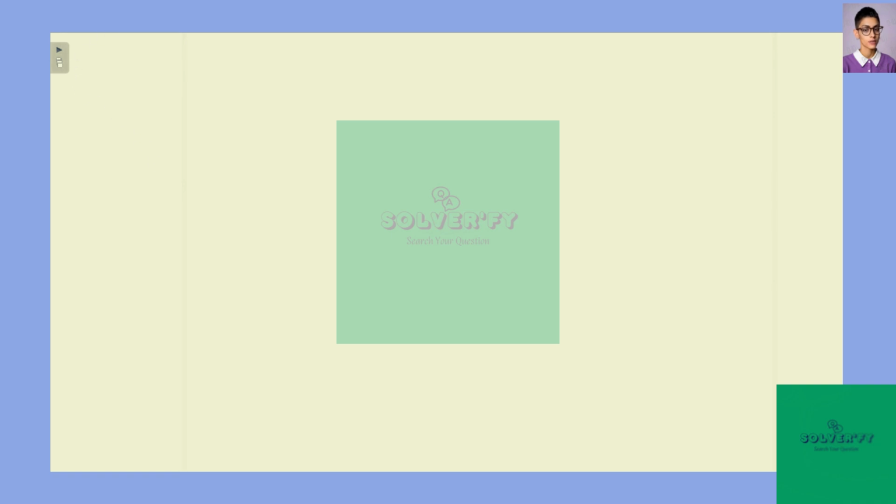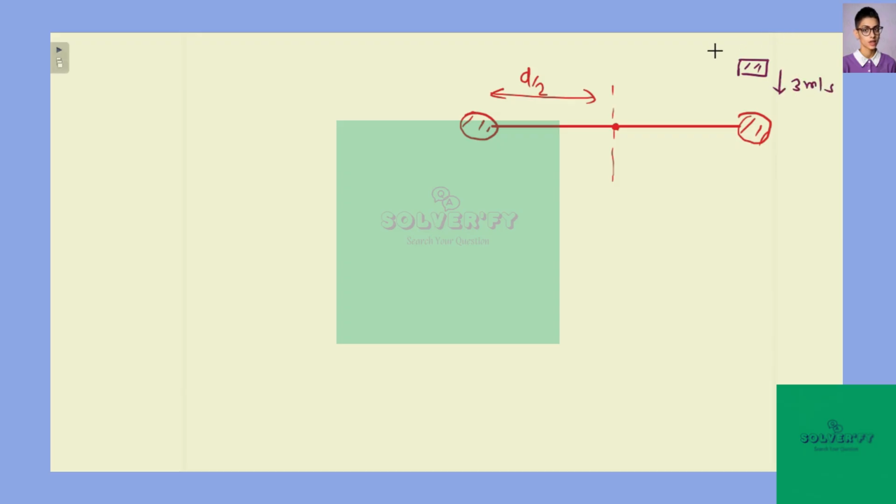So first of all, I am drawing the diagram for this given question. Let this be the thin rod, and two balls are attached. Let this be the first ball and this the second ball, attached at the ends, and let this be the center of the rod. This distance is d by 2 and this distance is also d by 2. This is the putty which strikes here, with velocity 3 meters per second. Let the mass of the putty be m2 and the mass of each ball be m1.